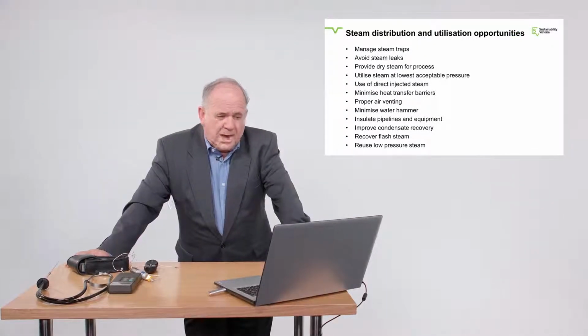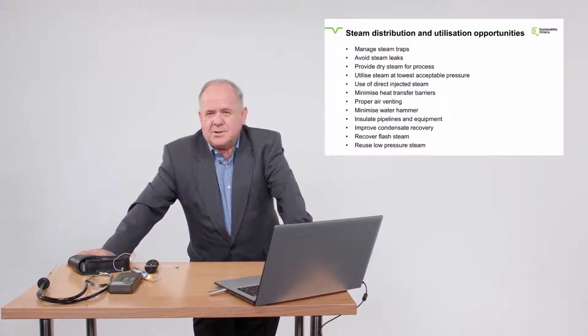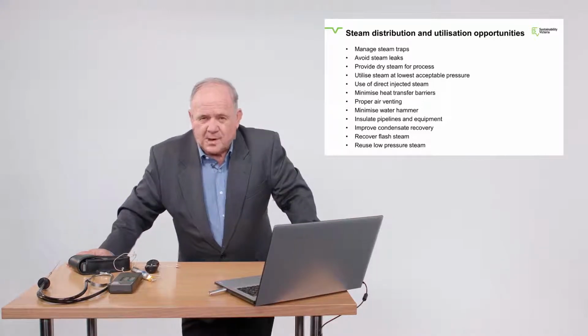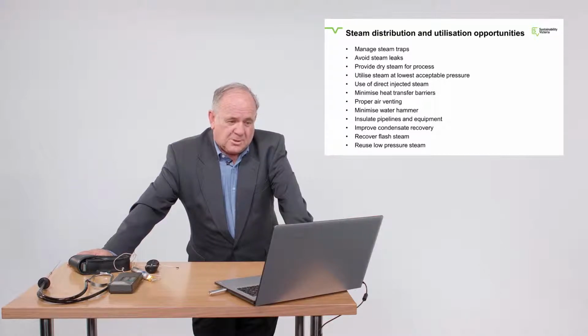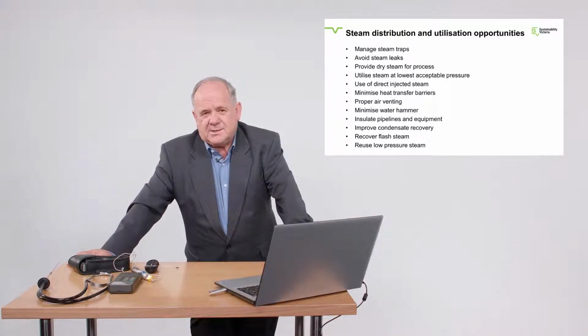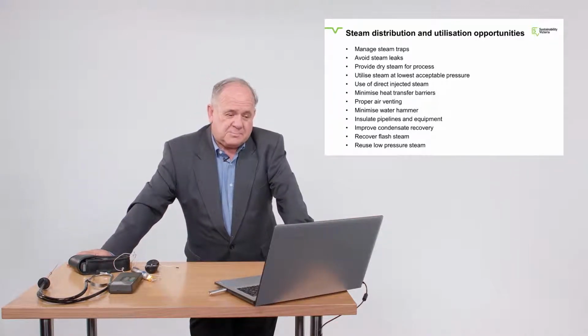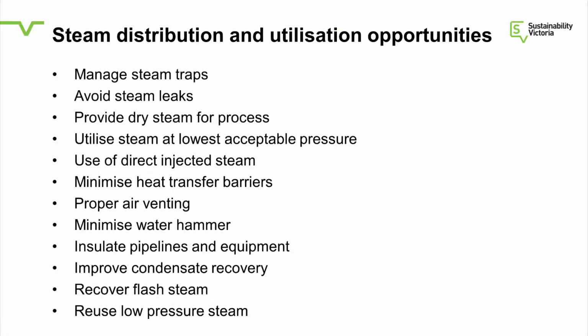Water hammer, we'll talk about that later, but if you don't design your systems well, you can destroy them very easily by water being rushed along the system with the steam, destroying things along its way. Pipeline insulation. Condensate, the condensed steam, should be recovered and reused in the boiler house. Recovery of low-grade steam or flash steam for another use. That's practiced in some places, but not as much as you should be. And reuse low-pressure steam.